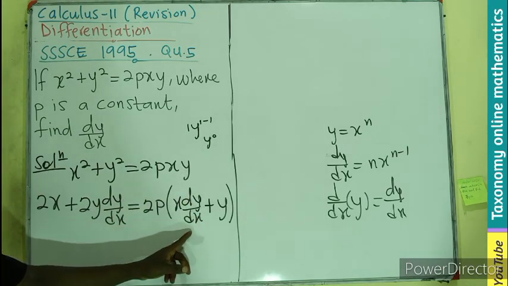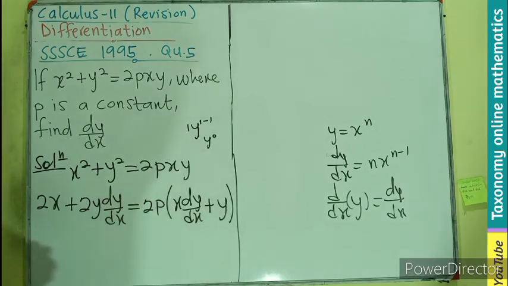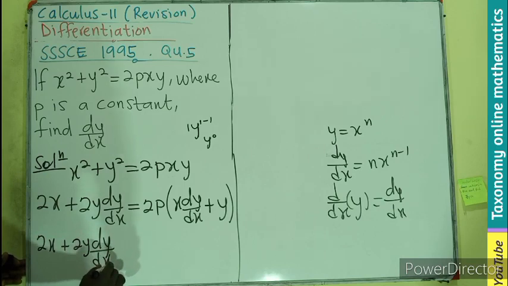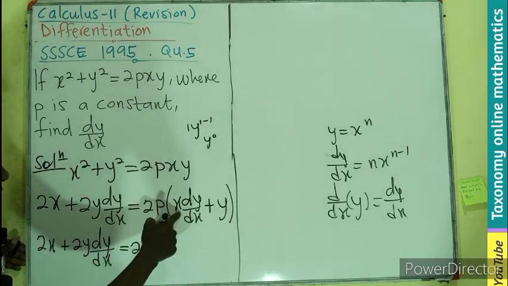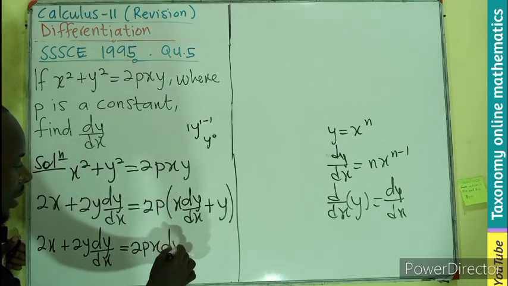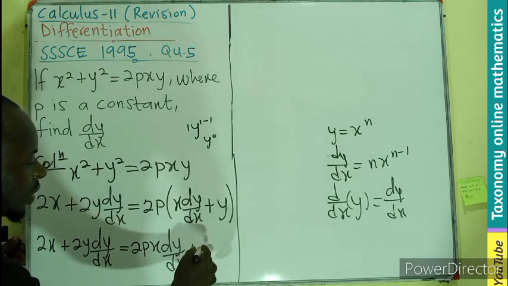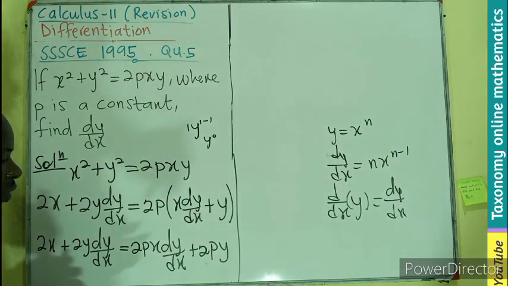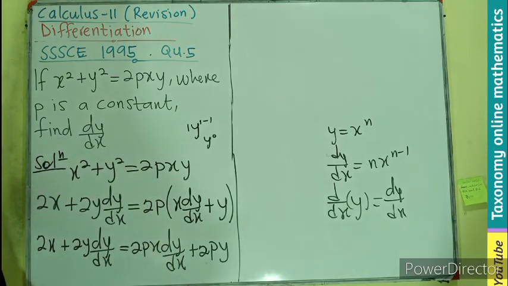Alright, so I can see dy/dx, dy/dx. So I can expand this bracket and group the dy/dx together. So maintaining my 2x plus 2y dy/dx equals 2p, 2px, this x is in front, times dy/dx, plus 2py. If you expand that, you'll be left with that. So now let's group the like terms, bringing this to the left, 2x to the right.